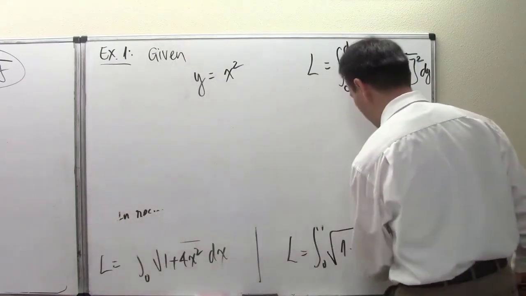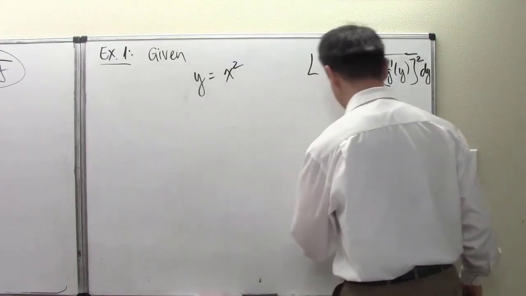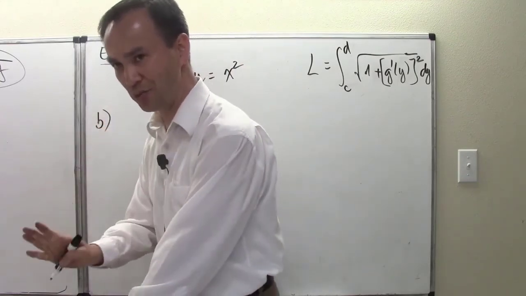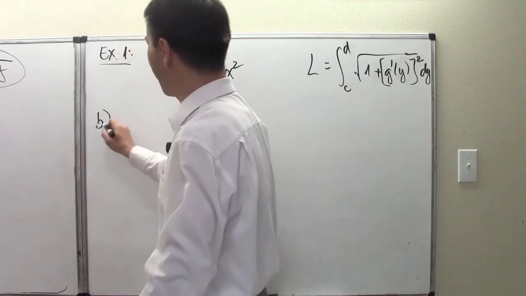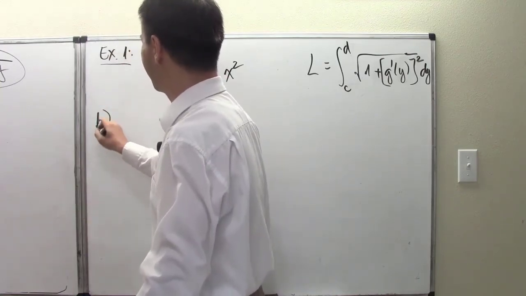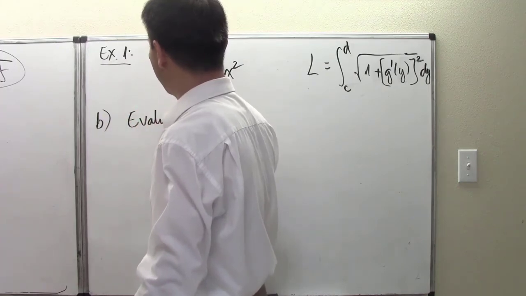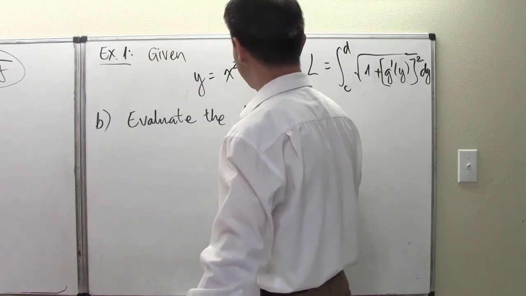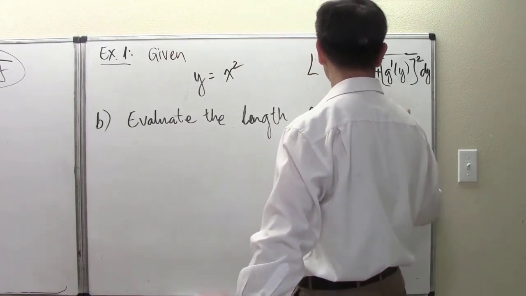So we had one of the two setups here. So part B, in case you are already equipped with the tool to calculate the antiderivative. Now we want to evaluate the length of the curve.